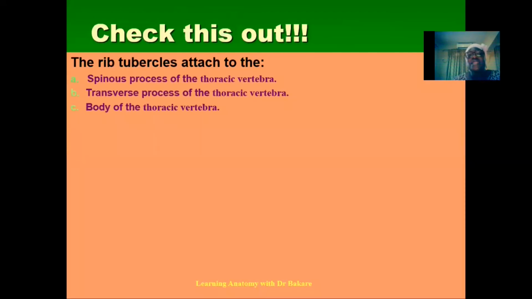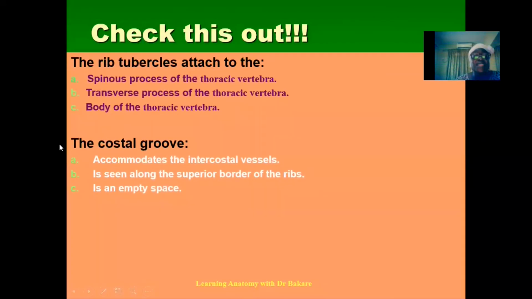So let's check out these questions. These are multiple choice questions that we can try on our own. The first one: the rib tubercle is attached to A, the spinous process of the thoracic vertebra; B, the transverse process of the thoracic vertebra; C, the body of the thoracic vertebra. This should come easy. The second question: the costal groove, A, accommodates the intercostal vessel; B, is seen along the superior border of the ribs; C, is an empty space.